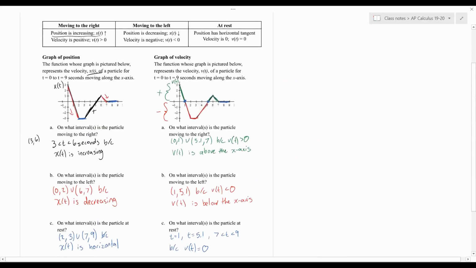So again, be very careful when you determine moving left to right and at rest if you are given the position or the velocity, because what you do and the answers are completely different depending on whether they give you position or velocity.